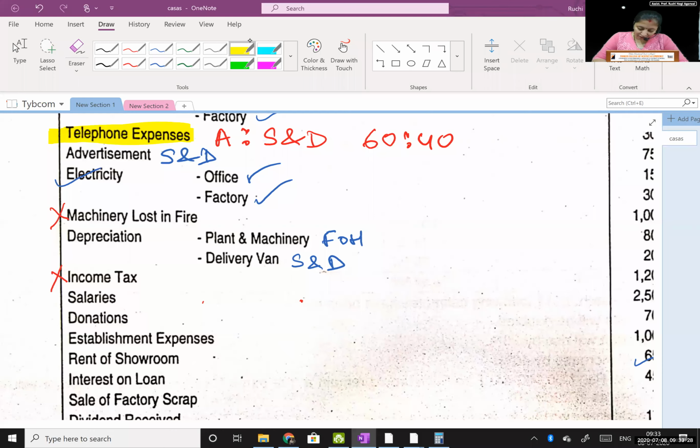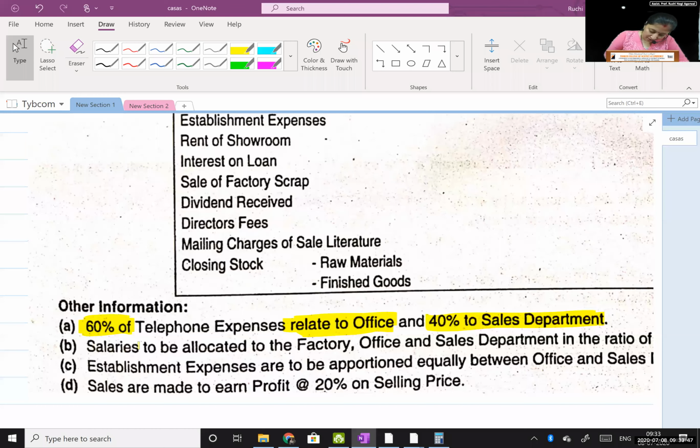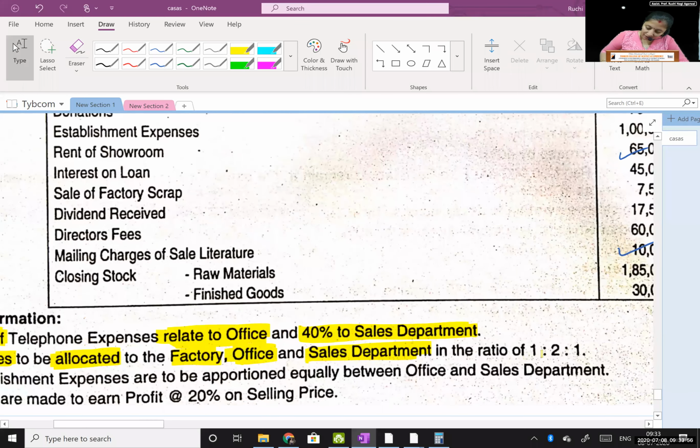Okay, factory. Shreyas is saying factory. Now listen, students. When the question is silent as to salaries, it is always salaries of office staff, so it should go to admin. But look into the question. See information number 2: salaries to be allocated. Allocated means to divide between factory, office, and sales in the ratio 1 is to 2 is to 1.